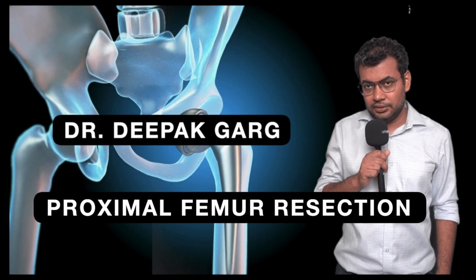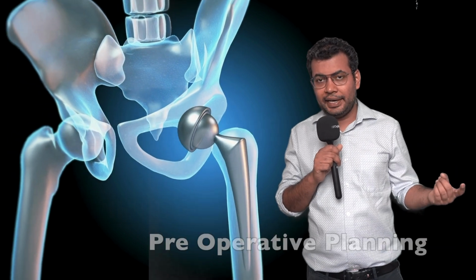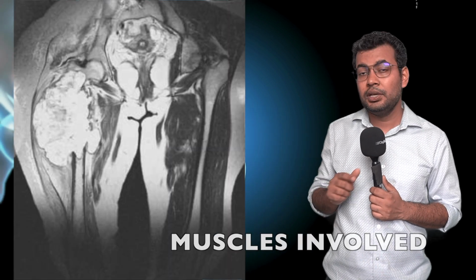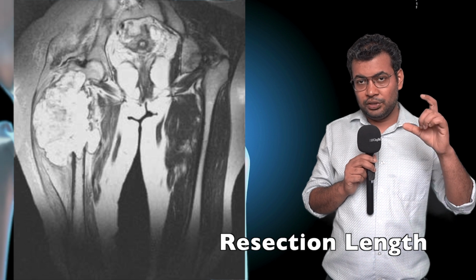Proximal femur resection. First we need pre-operative planning. In pre-operative planning we need to know three things. One, which are the muscles involved. Number two, the length of the bone resection.